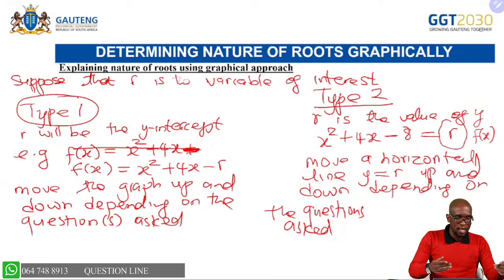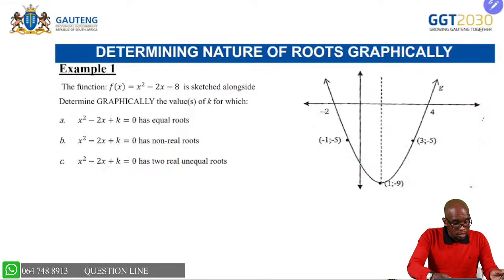Now, as I explain this concept, I'll show you that it's more advisable, or it becomes a bit easier, if one moves the horizontal line. That would be the generic approach. I would be showing you how we can generalize, because type 2 can also accommodate type 1 questions. But I'm going to show you how that can be done. Right, let us look at the first example.